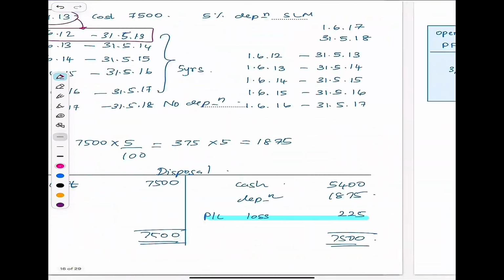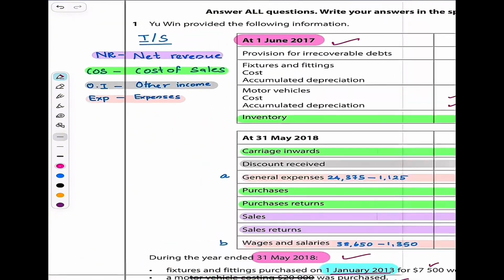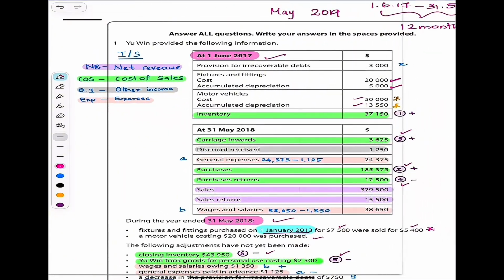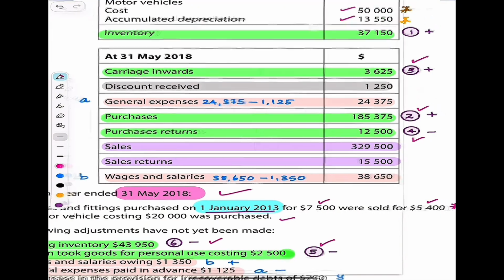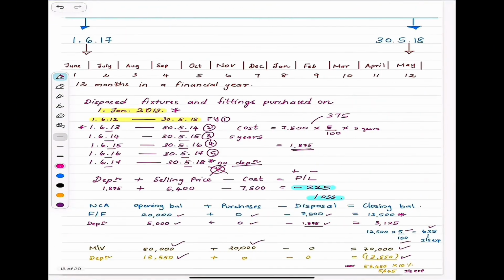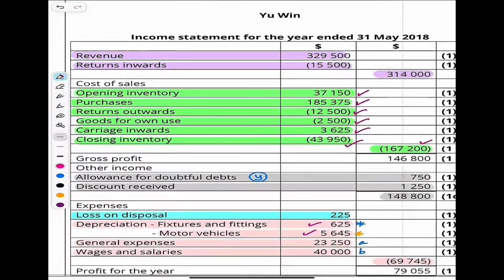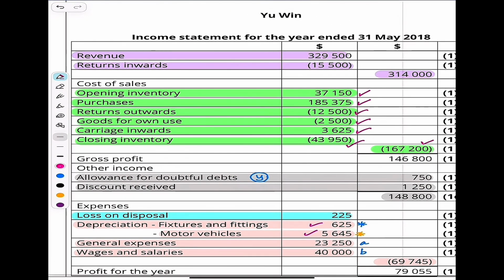Now let's move back to the question and complete the net revenue section. As you can see here, you have sales of 329,500, sales returns 15,500. Let's plug this into the format. As you can see here, revenue 329,500, return inwards or sales returns 15,500. Therefore, the net sales should be 314,000.